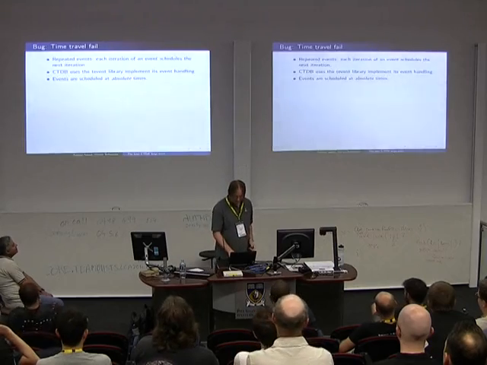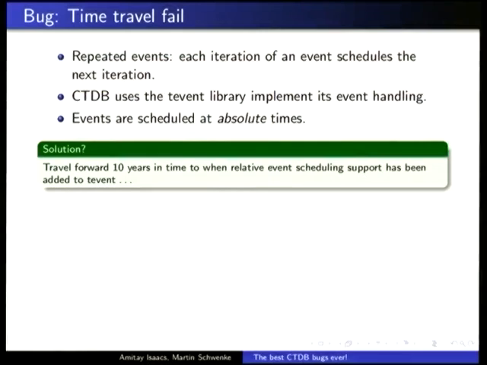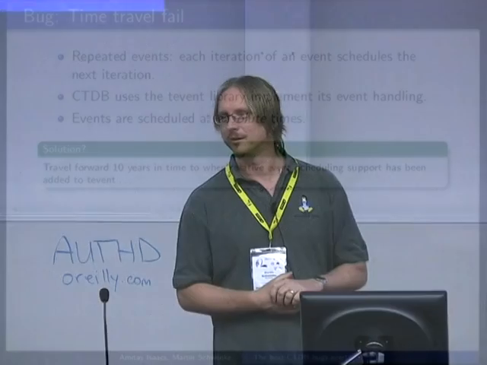The fix is actually really, really simple. You travel forward 10 years in time, and by that time, relative event handling will have been implemented in tevent, and all of our problems will be solved. Yes, that was discussed, and again, bigger fish to fry because they're testing NTP robustness here, and not a very good test. So we just said test bad.